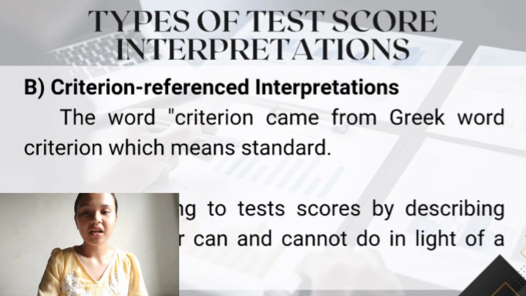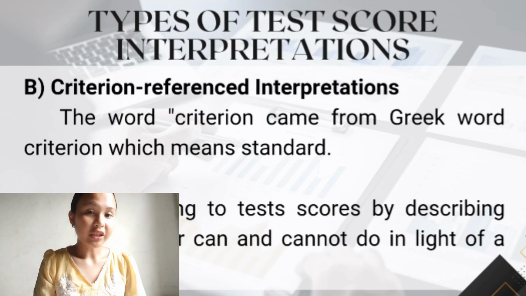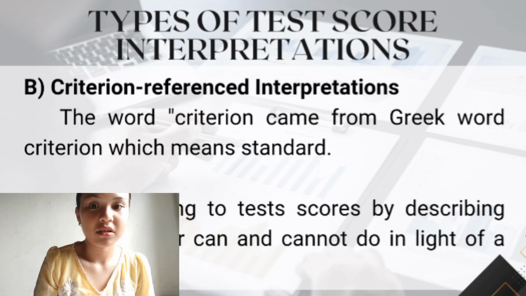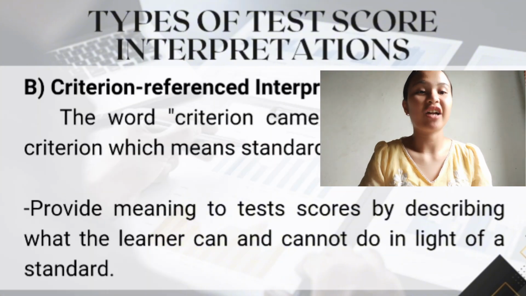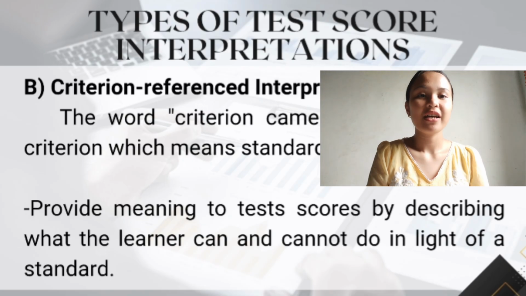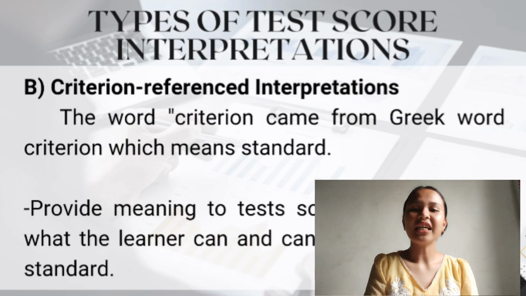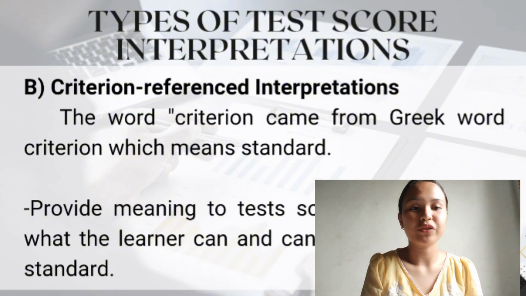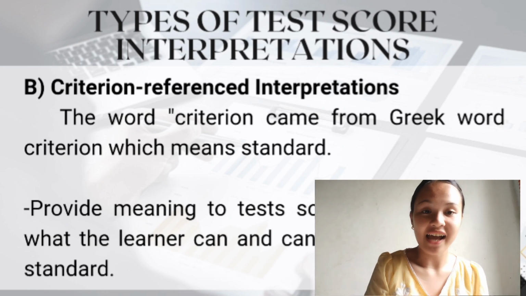And B, criterion-referenced interpretations. The word criterion came from the Greek word criterion, meaning standard. It provides meaning to test scores by describing what the learner can and cannot do in light of a standard. For example, when taking an entrance test or entrance exam in a university, we need to get what the university standard has set.